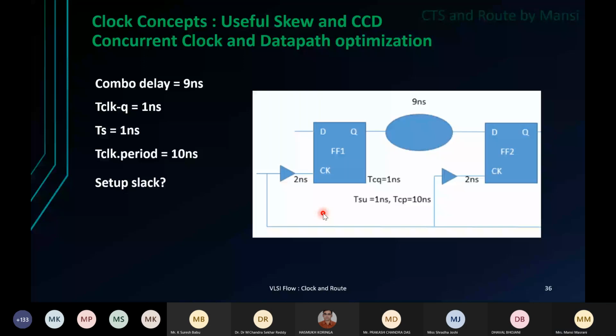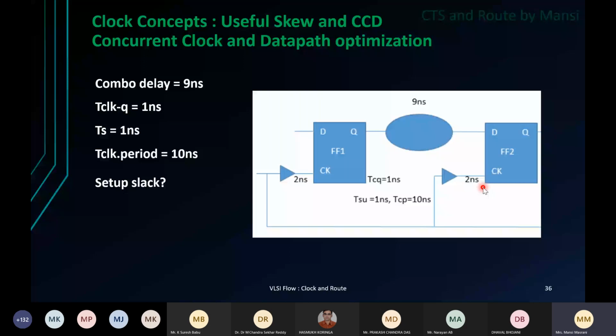Okay. The launch is reaching at 2 nanoseconds. The capture is reaching at 2 nanoseconds. Do you really see the skew? No. Correct. So here, what happens is Q is 0 PS.